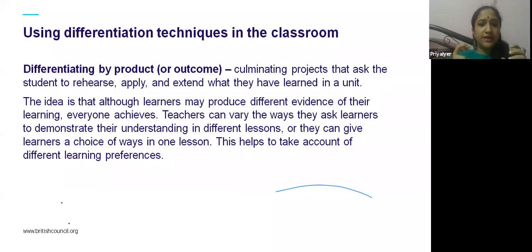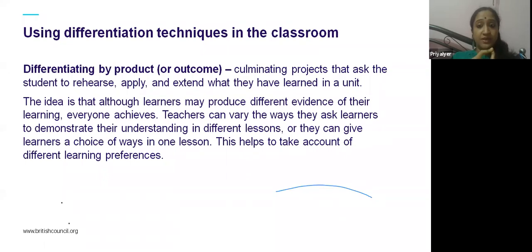Just to give you a small example, keeping in mind the same froggies activity. Once you've taught them the poem, and once they've done the set of question and answers or the comprehension questions that Shaman showed you, a way of getting them to apply or extend their learning could be to get them to write a poem on their own, another poem, or maybe translate this poem into their L1 and write it and present it. That could be one way.